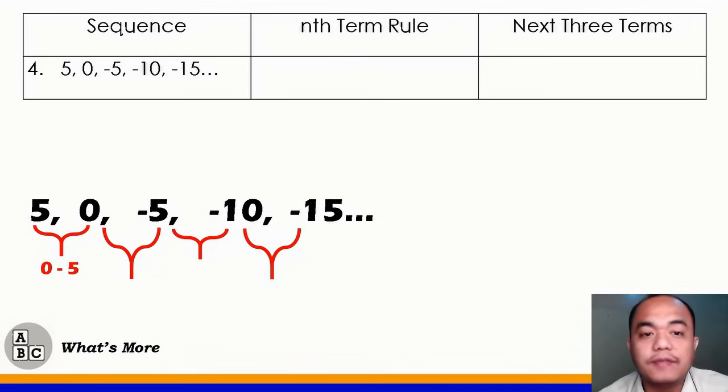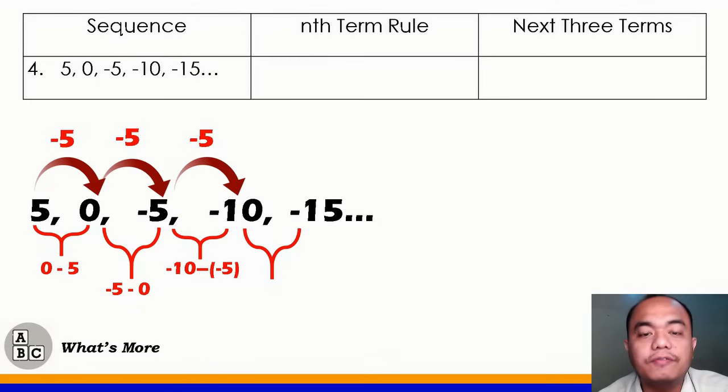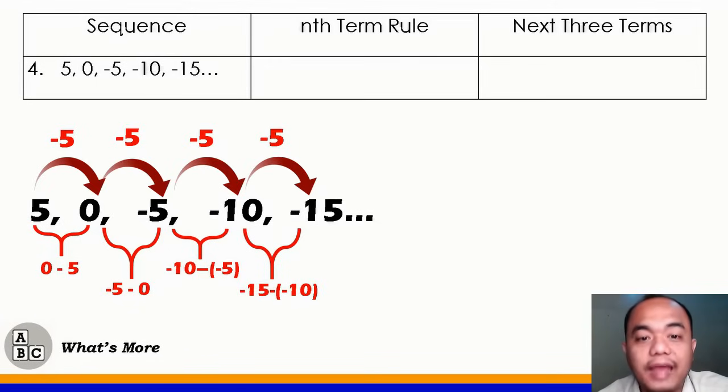We have 0 minus 5 equals negative 5, right? Negative 5 minus 0 is negative 5. Negative 10 minus negative 5 equals negative 5. And then negative 15 minus negative 10 equals negative 5. We have now our common difference of negative 5. Automatically, we have our negative 5n.